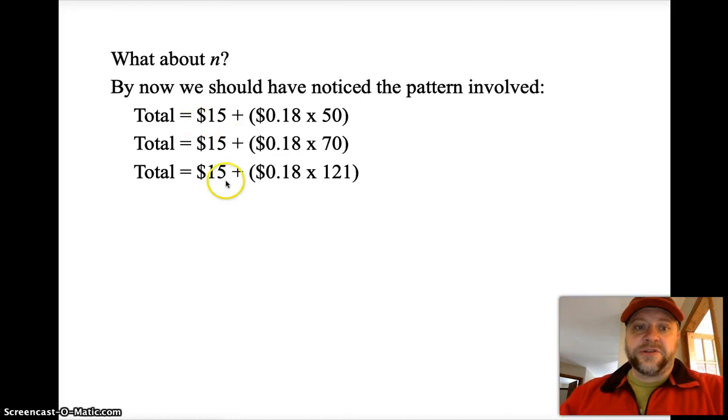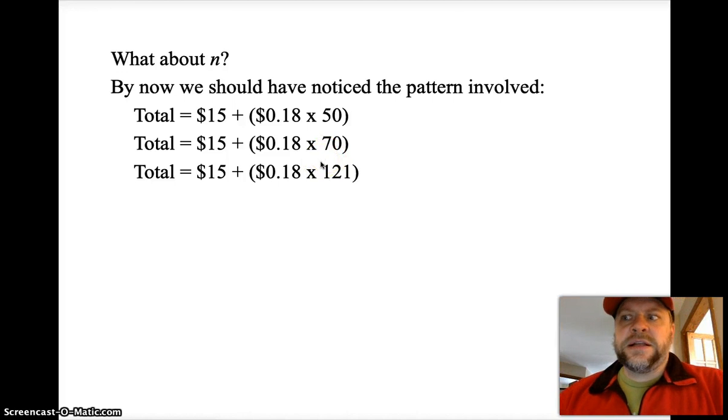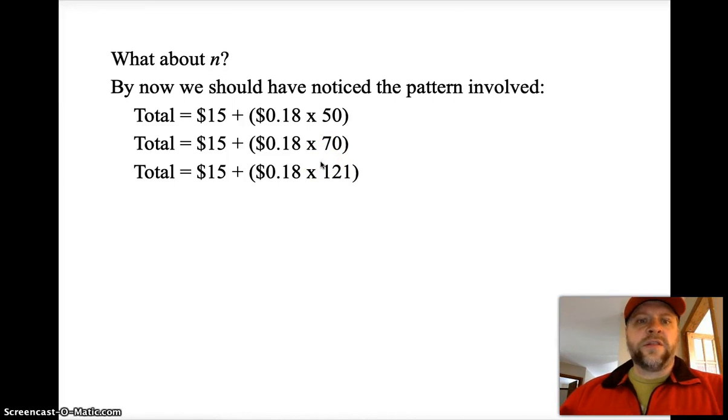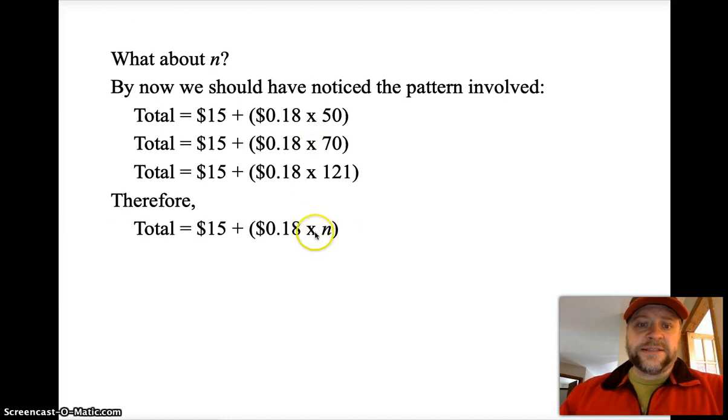Well, the $15, that's the same. The plus, that's the same. The 0.18, that's the same. The times, that's the same. This is the number that changes. Another word for change is to vary. So what we call these is the variable, the thing that changes. So what we can do is substitute any one of these numbers with our n. However many miles you go, you're going to multiply that by 0.18, and then add it to 15. So this right here is our rule. This is our function.